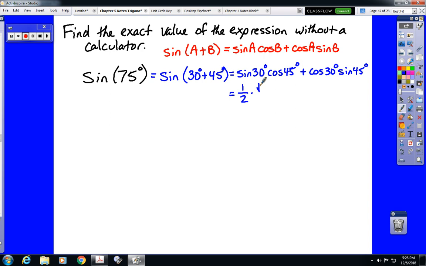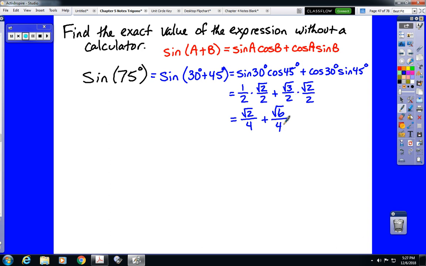Cosine of 45 is root 2 over 2. Cosine of 30 is root 3 over 2. Sine of 45 is root 2 over 2. Then all we have to do is simplify this expression as far as we can. So we start by multiplying each pair of fractions, top times top, bottom times bottom. So we'd have root 2 over 4 plus root 6 over 4.